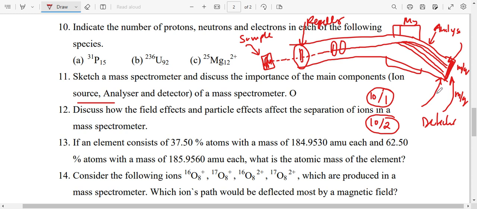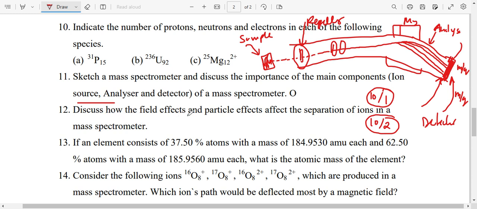You have the detector. The detector is going to record either the charge induced or the current produced when an ion passes by or hits the surface. So what is going to be the charge induced when the ion hits a surface? That will be the function of the detector at the end, to record that charge that is going to be induced. So that is what happens.